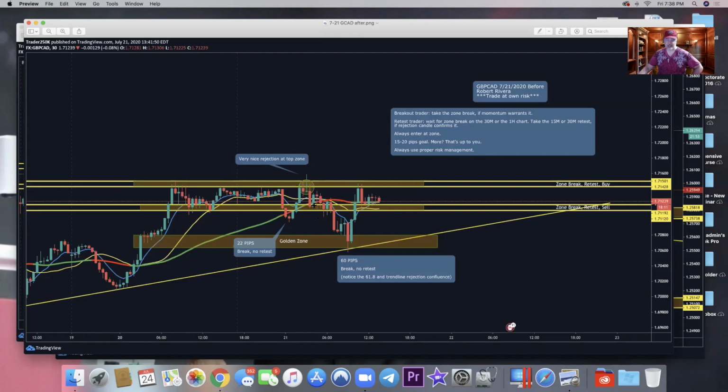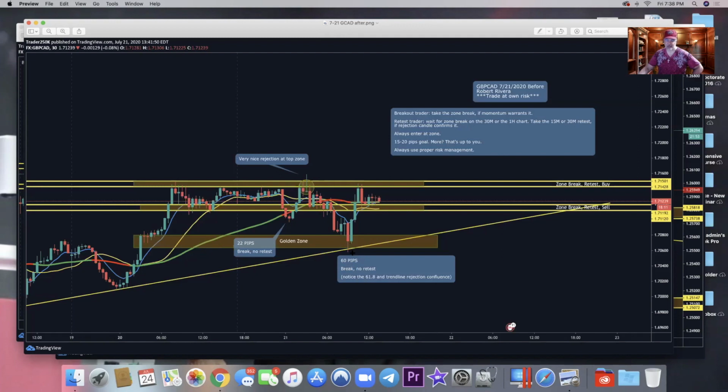Okay, when there is an imbalance of buyers and sellers, like in this case, the sellers took over, it's when basically the sellers agree that this is a sell and the buyers quit buying. So in this case, it came down for 60 pips, no retest.